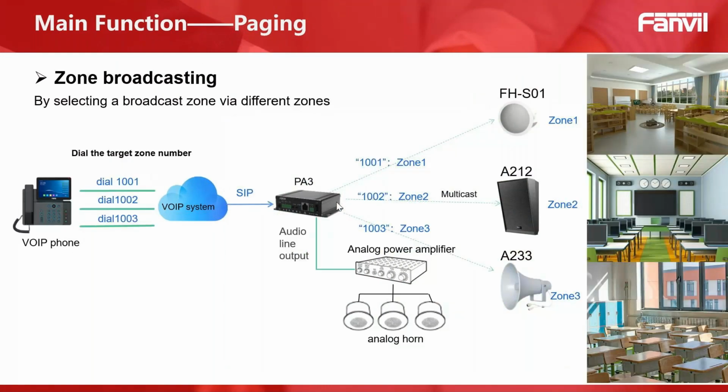And of course, in the campus environment, I think we also have the need for some broadcasting. And when we want to implement a scene spot broadcast, PA3 is your most loyal partner. For example, in grade 6, we have 10 classes. If we only want to broadcast information to grade 6, we just dial 1002 and say something so that all the Zoom's device will receive information. And so we can target speaker equipment for some grades to avoid disturbing other grades.